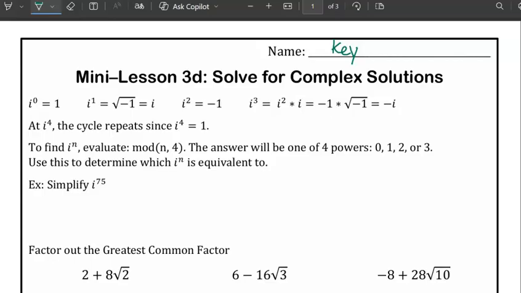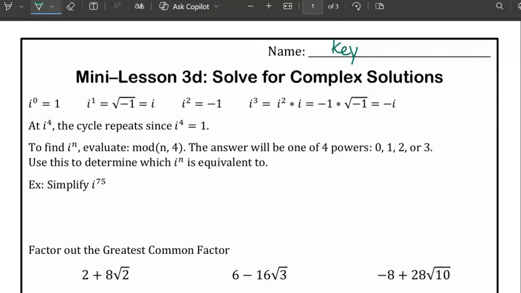These same 4 solutions will cycle through for all of those i powers. To find i to the nth power, you want to evaluate mod n comma 4. The answer will be one of 4 powers: 0, 1, 2, or 3. Use this to determine which i to the nth is equivalent to. We'll look at this with an example. Simplify i to the 75th power.